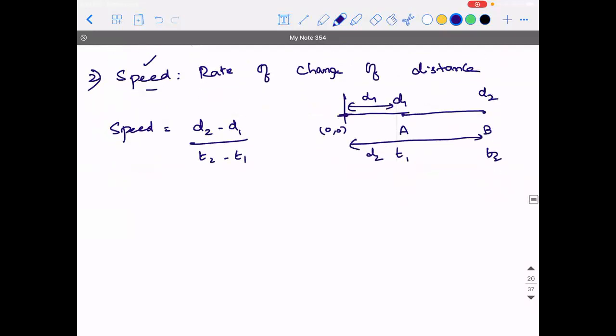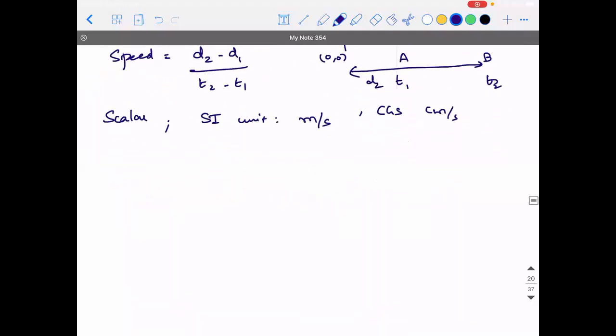So is speed a scalar or a vector quantity? Scalar. Yeah, it is again a scalar quantity, and the SI unit is meter per second, and CGS is centimeter per second. Okay. The third is displacement.